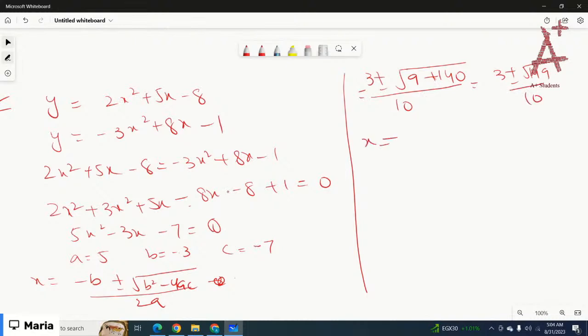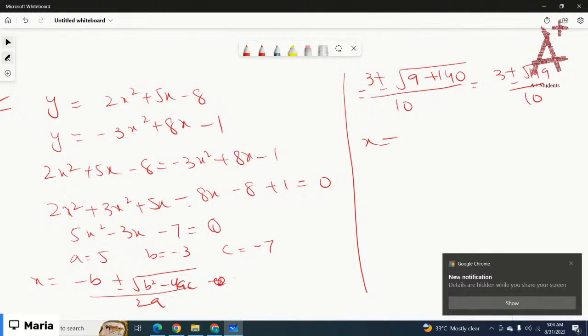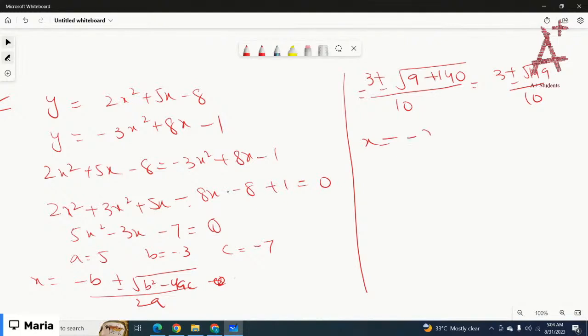Okay, let me just calculate the values. Square root 149 is 12.2. So 3 plus 12.2 is 15.2, divided by 10. The values are x equals negative 0.9207 and the other one is 1.5207. Okay, these are the values of x, right?